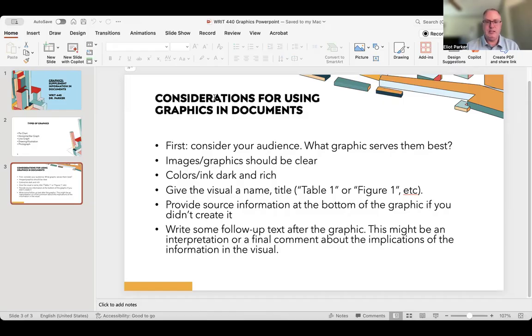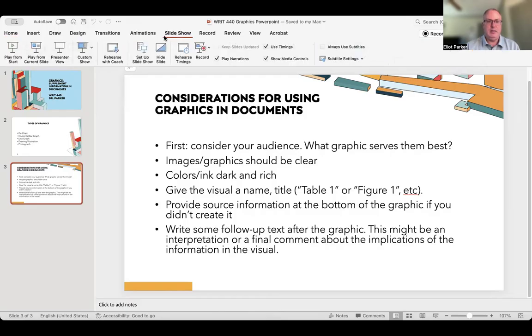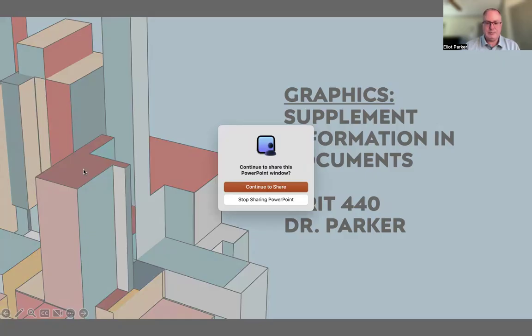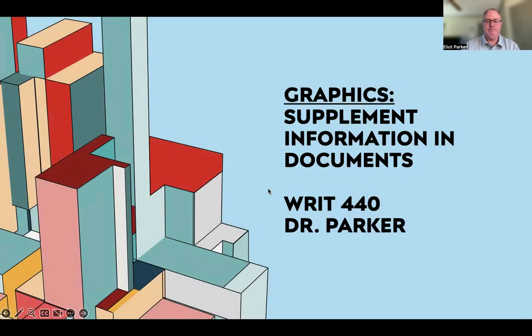Now let me share my screen and just go over a couple more points with you as it relates to graphics, just some things you can hopefully keep in the back of your mind as you start thinking about creating graphics, not just for this week's module, but also for the white paper assignment, which is coming up later in the semester. And I'll talk more about the white paper probably next week or the week after.